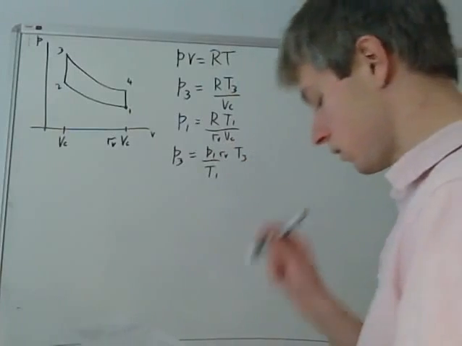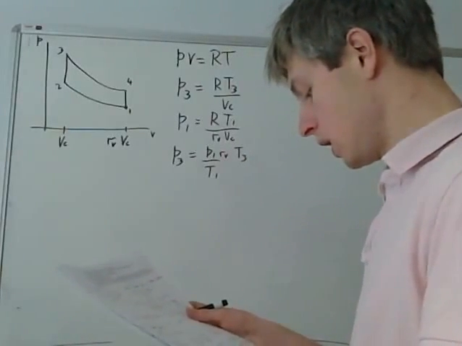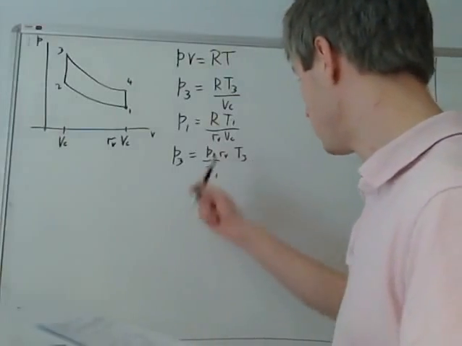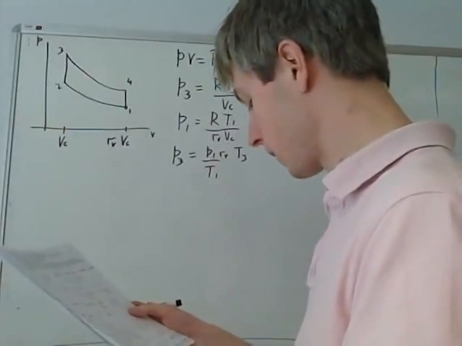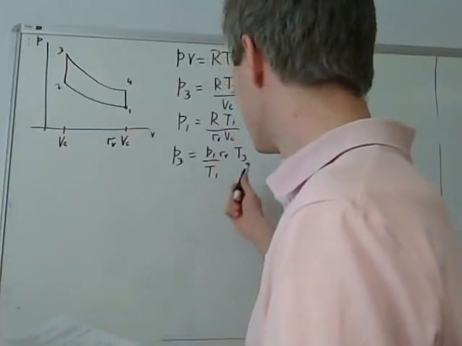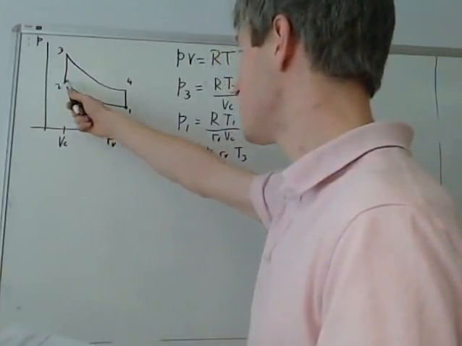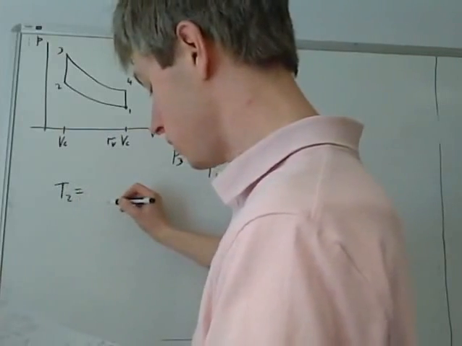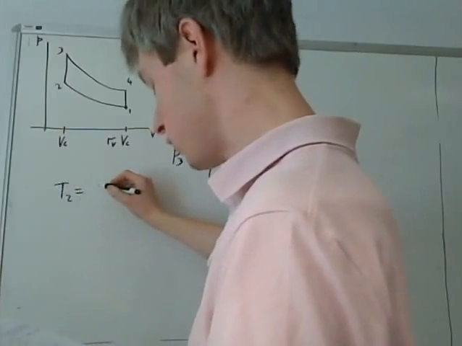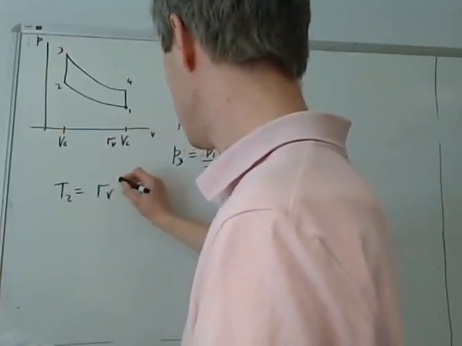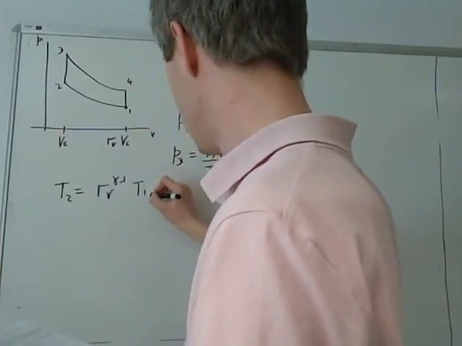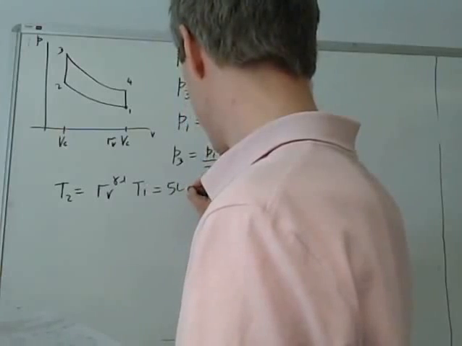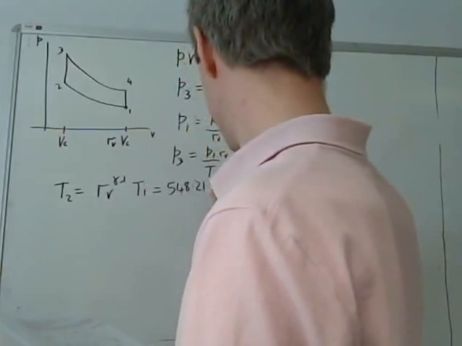So here we have this temperature ratio. And so we need to find out what T3 is, because we know what T1 and P1 are, and what RV is. So we can work around the cycle and put the numbers into the different temperatures. So let's find T2 is equal to, using the isentropic relationship, RV to the gamma minus 1 times T1. If we put the numbers in, that'll give us 548.2.